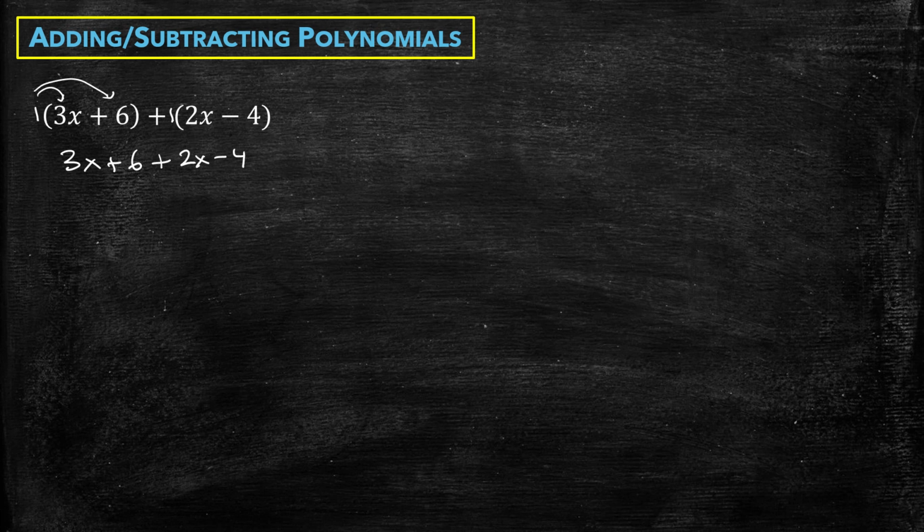As we did in the previous slide, we could do 3x plus 2x, so that would give 5x. And then just for a different color, we could do 6 and minus 4, and that would give 5x plus 2. Now let's take those same binomials and subtract them this time.